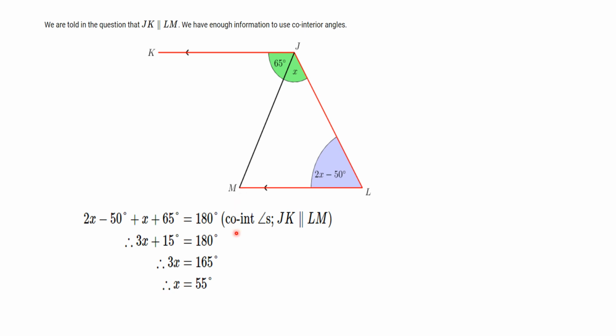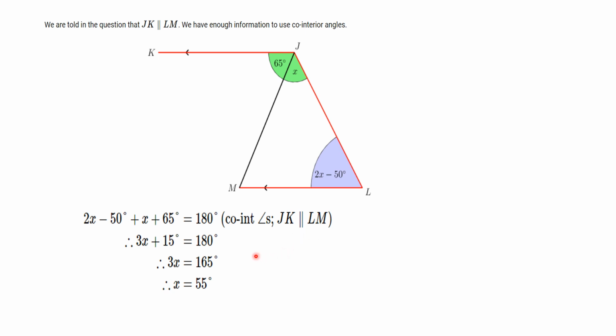So for us to create the equation, this is what we have: 2x minus 50 plus x plus 65 equals 180 degrees. The reason for that, as they are within the parallel lines, we call them co-interior angles, because JK is given to be parallel to LM.